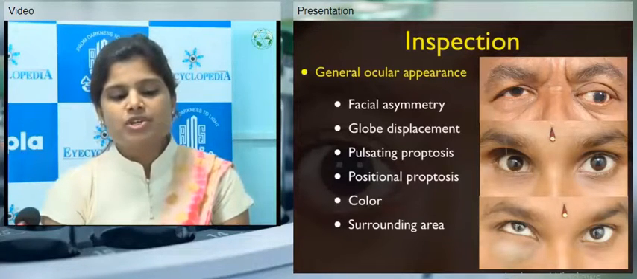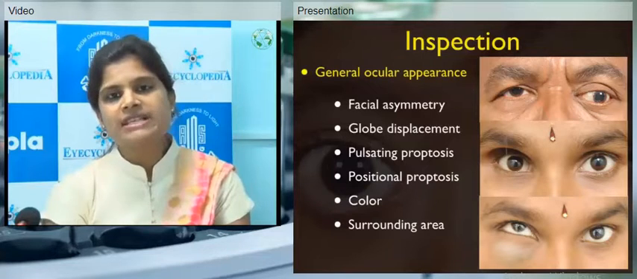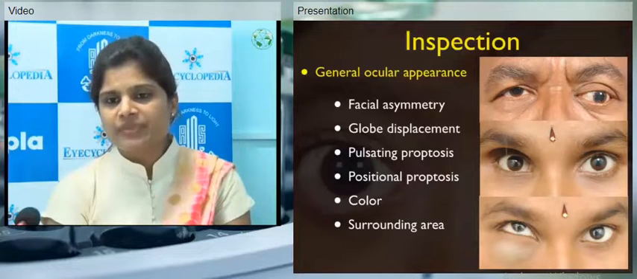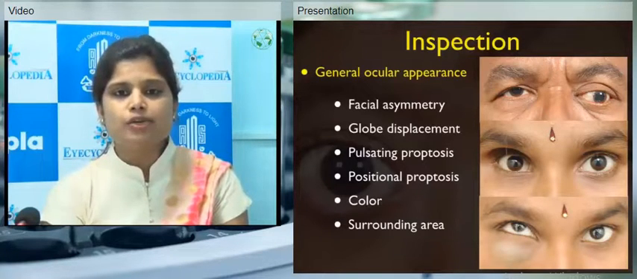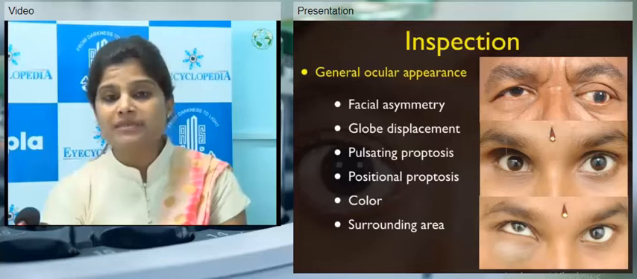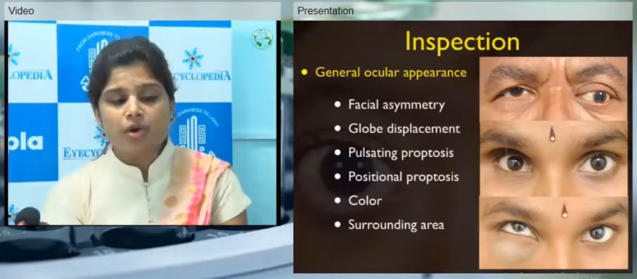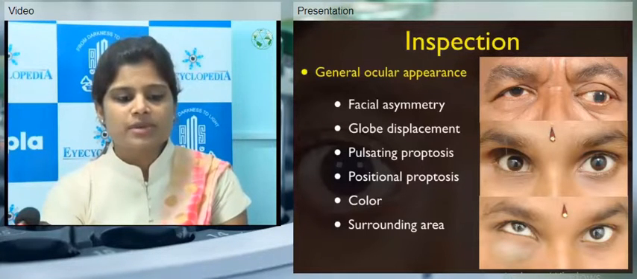For example, the facial asymmetry. You have to note if there is any facial asymmetry, which can happen in certain conditions, for example neurofibromatosis. In neurofibromatosis, the patient not only has proptosis because of the three causes that I've already told you, but the patient can also have eyelid neurofibromatosis, the plexiform neurofibromatosis, and hypertrophy of that region, giving rise to facial asymmetry. So facial asymmetry you will have to see.